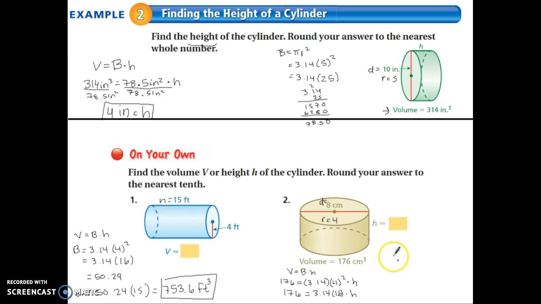We just did this in the last problem. We end up with 176 is equal to 3.14 times 16, which is 50.24, as we saw a second ago. Dividing both sides by that 50.24, I get 176 divided by 50.24. And the result is about 3.5, which is equal to h. So the height of your cylinder is approximately 3.5 centimeters.